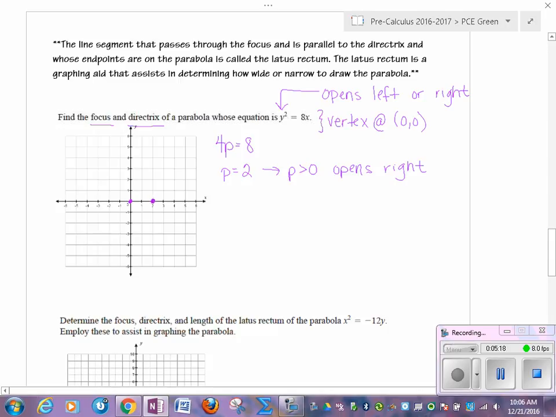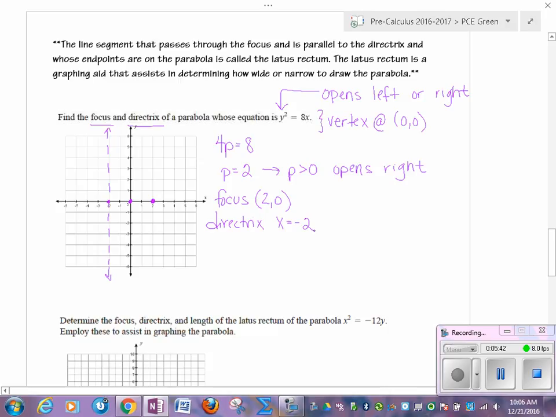So we're 2 units away from our focus, which means it's going 2 to the right. So this is now our focus point. So we know that our focus is at (2, 0). Now our directrix is going to go in the other direction. So that's going to go -2. So our directrix we have here, this is a vertical line. So remember your directrix is x equals, in this case, -2.